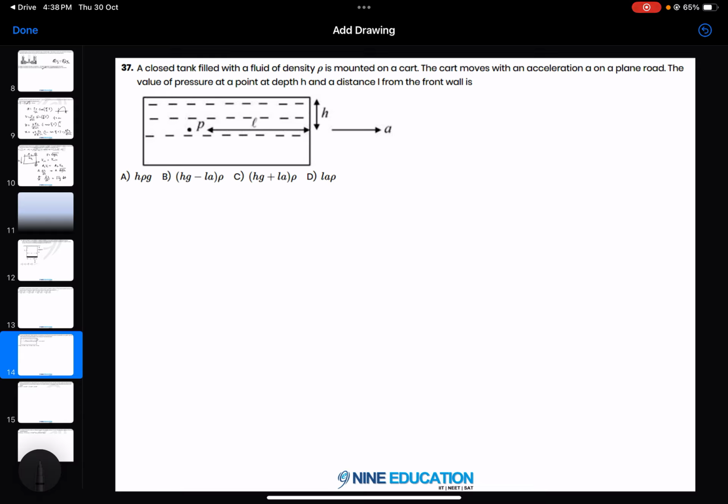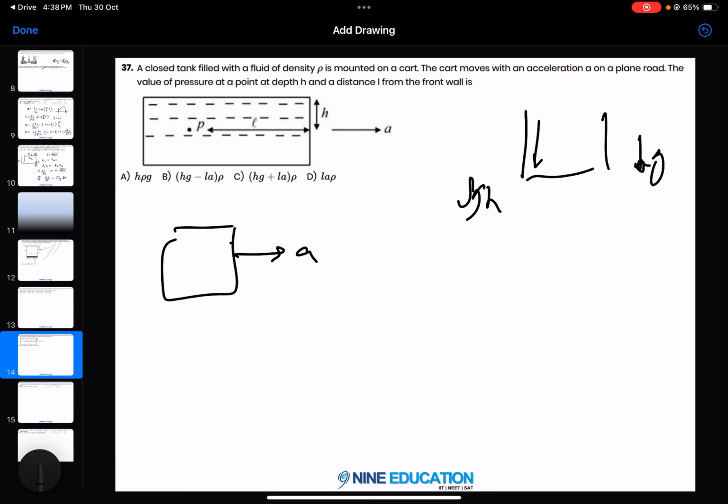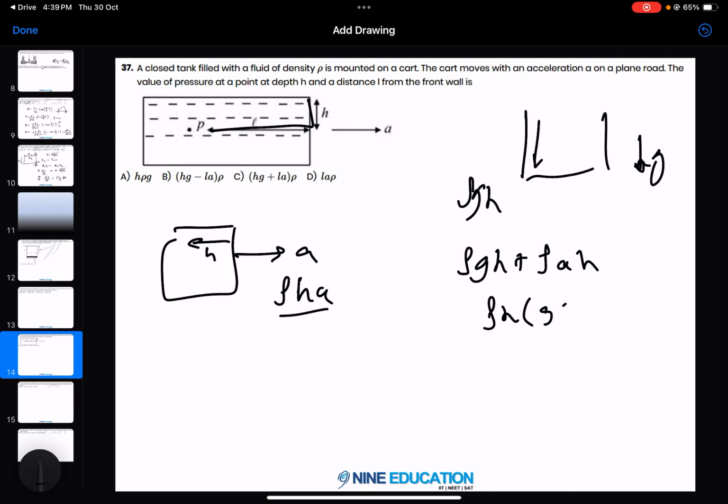Moving on. The basic fact is if acceleration due to gravity is g, pressure at a height h is rho g h. Now suppose there is no gravity and it is accelerating with a, at this height the pressure will be rho a h. Now both of them are happening, so the pressure will be rho g h plus rho a h, so rho h into g plus a. One of them is L, so instead of this h we have L. Anyway, it will be option C.